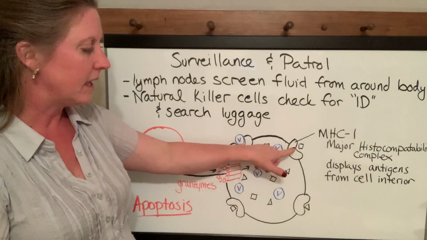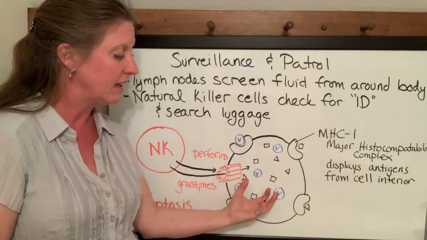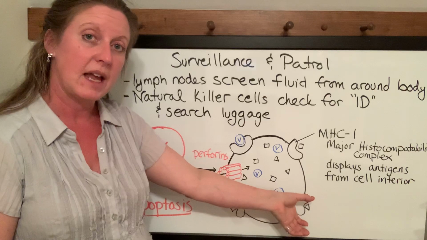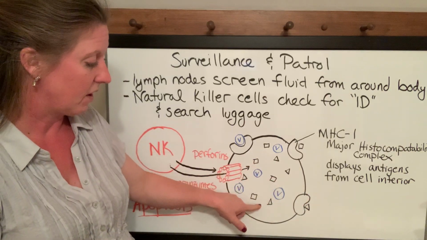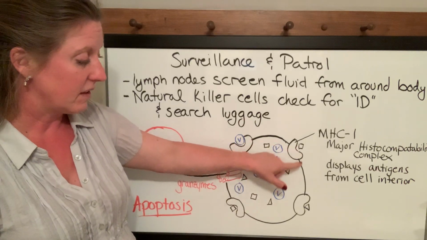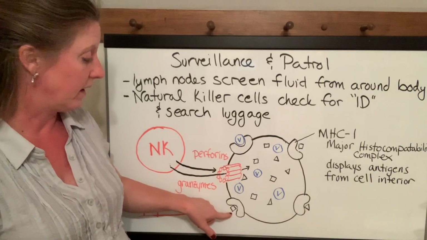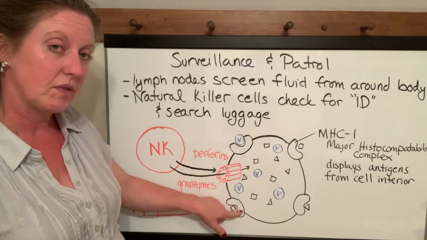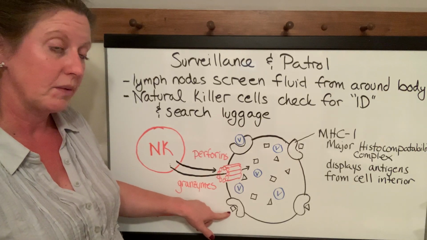Now, the MHC1s routinely dip into the inside of the cell and pick up antigens from the inside of the cell and then display them on the outside of the cell. So here you can see squares and triangles that are representing antigens that are normally found in the cell, and you can see that those squares and triangles are being displayed on the MHC1. When the natural killer cell sees this, it says, okay, you have the right ID, and that's something that I expect to find in the cell, so I'll leave you alone.